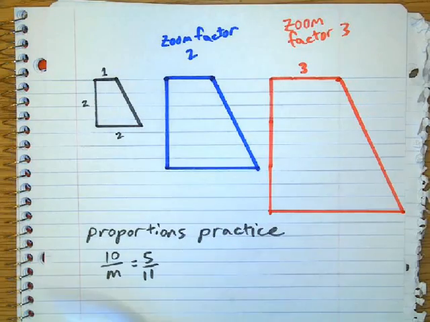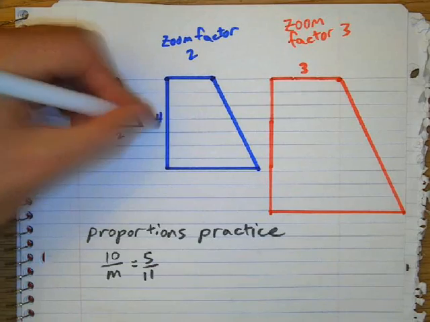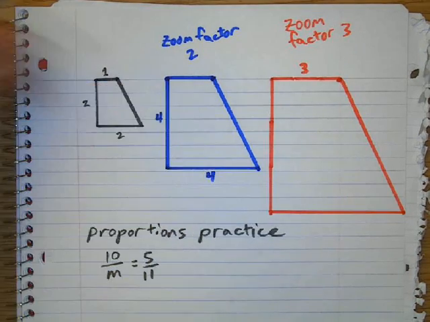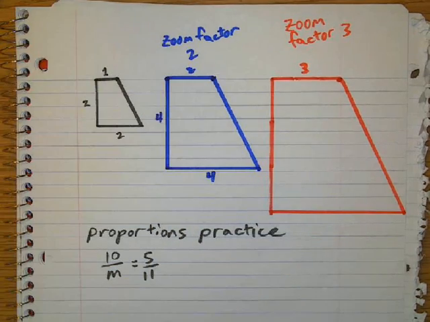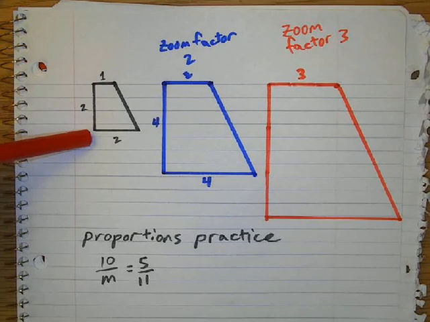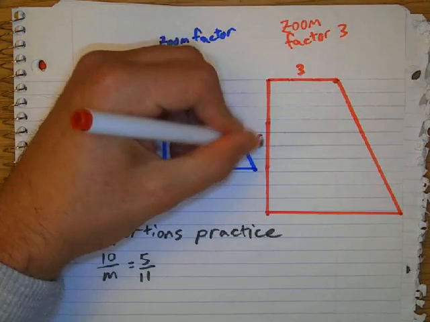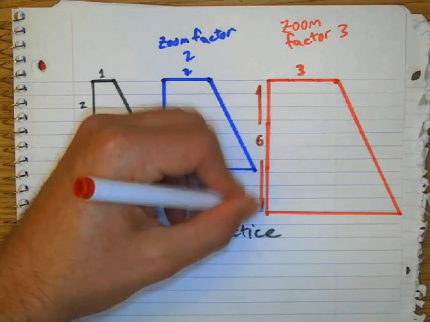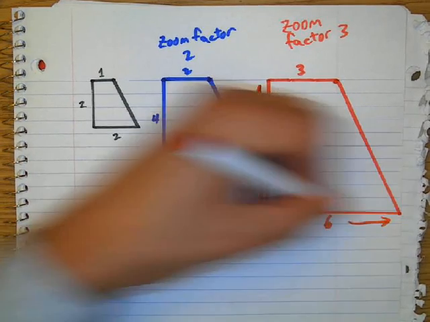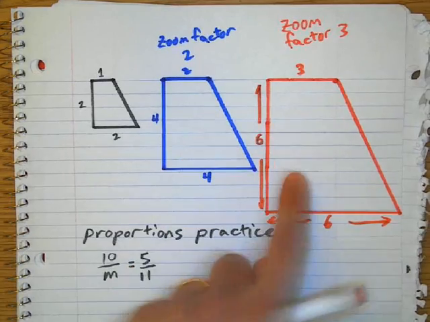So let's just label the lengths here. So this was 2. If I'm doubling that, that's going to 4. And this is going to 4. And this is going to 2. And if I'm doubling this length here, if that's 2 and that's 4, this is going to be a length of 6 units. And this is a length of 6 units also. Okay. This is twice as big. This is 3 times as big.